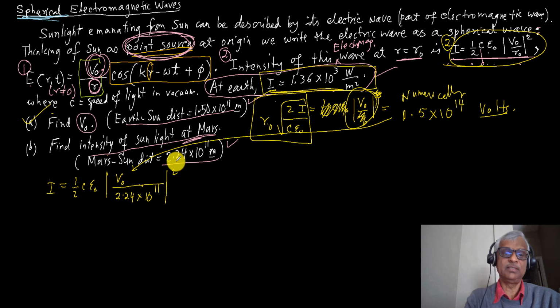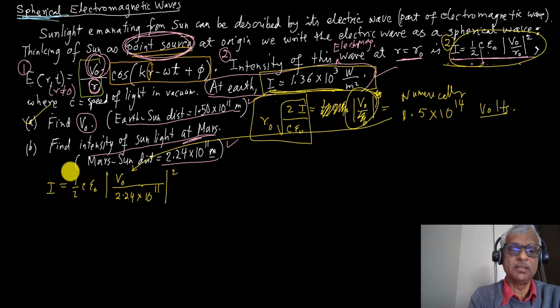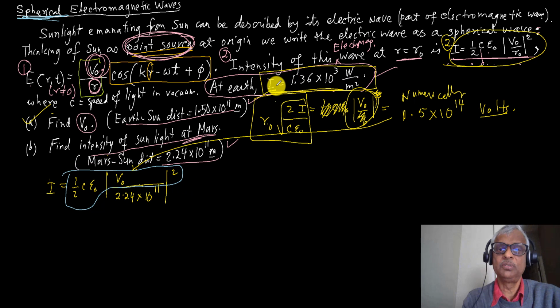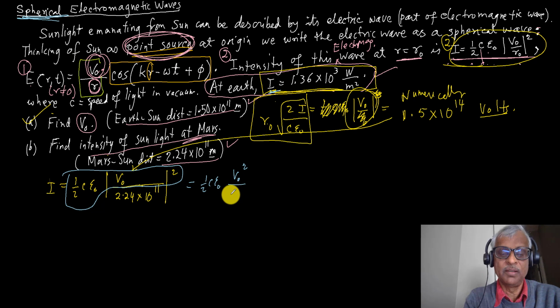You can see that all this extra stuff you have to put in, look at this part. This part is common to the intensity if this was the Earth-Sun distance. So we do half c epsilon naught V0 squared over 1.50 times 10 to the power 11. That's the Earth-Sun distance. This will be the intensity at Earth.